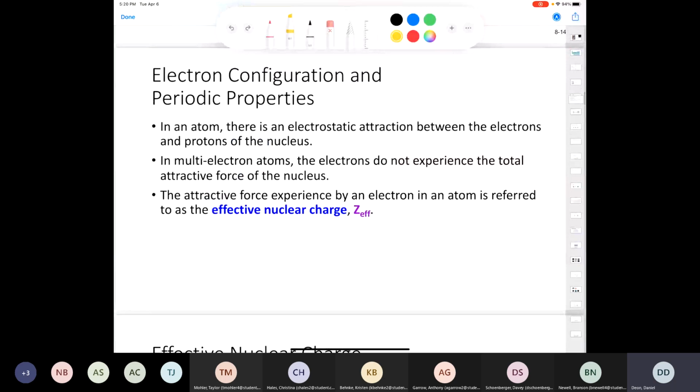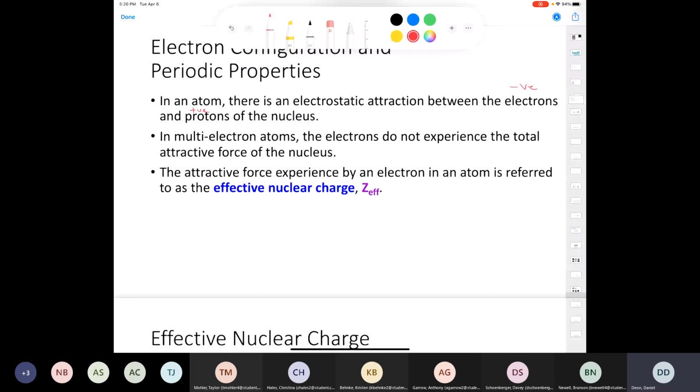So if we think about electron configuration and try to relate it to periodic properties, we see that there's some kind of attraction between electrons, which are negative, and protons, which are positive. It's nothing bad there, okay? In a multi-electron atom, so anything that's not hydrogen, the electrons are not going to experience all of the attractive force of the nucleus, right? The attractive force experienced by an electron in an atom, we call that the effective nuclear charge. Let me explain it to you another way. Effective nuclear charge is a really important concept, so I want to make sure that you follow along with me here. Let's talk about lithium for a second.